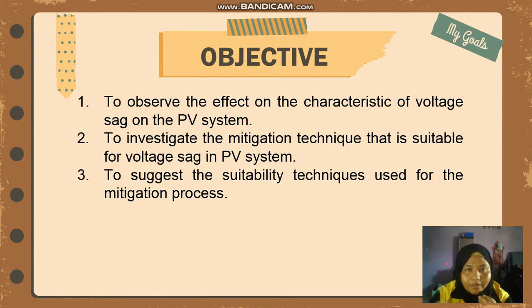For the objectives, the first is to observe the effect on the characteristic of voltage sag on the PV system. Second is to investigate the mitigation technique that is suitable for the voltage sag in the PV system. Third is to suggest the stability technique used for the mitigation process.